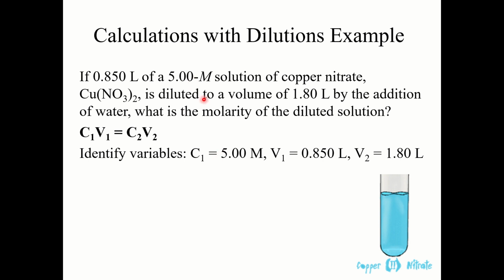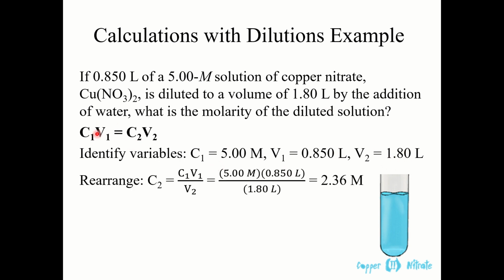The initial concentration is 5 molar. The initial volume is 0.850 liters. And the new volume is 1.80 liters. So I'm going to take this equation and rearrange to solve for C2. So C2 equals C1 times V1 divided by V2. Now I can just plug my numbers in: 5 molar for C1, 0.850 liters for V1, and 1.80 liters for V2. And so we get 2.36 molar. 2.36 molar is our final answer.